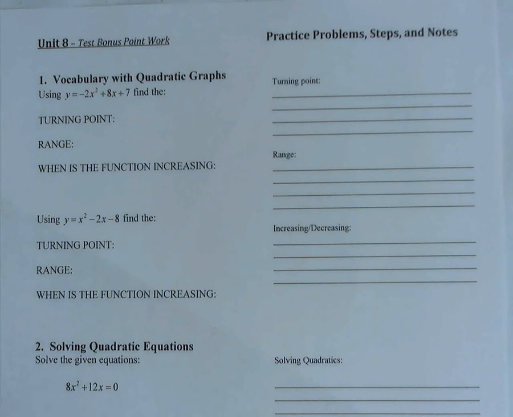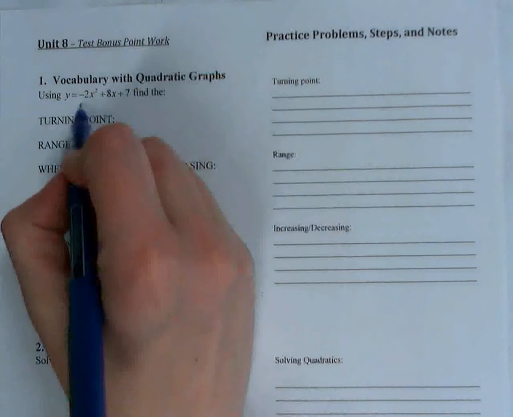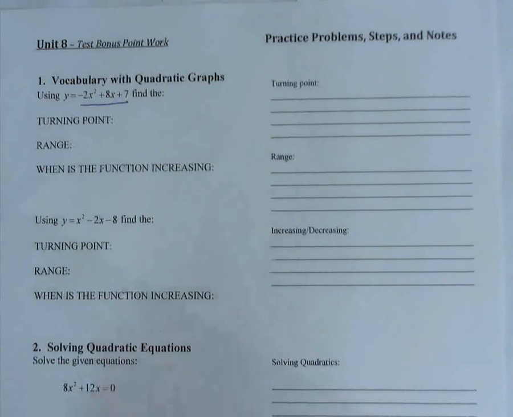Alright, guys, here we go. We're trying to make up some points for that Unit 8 test. So we're going to start with the basic vocabulary with quadratic graphs. We're going to start by finding the turning point, and this is the equation that we're going to use.